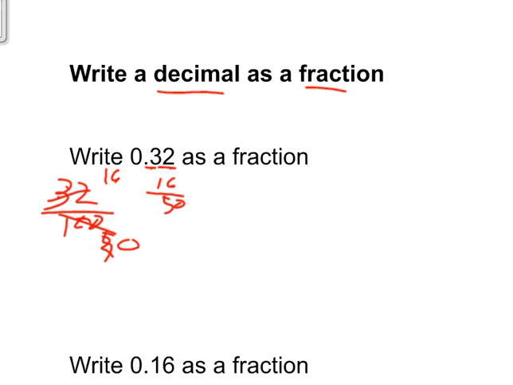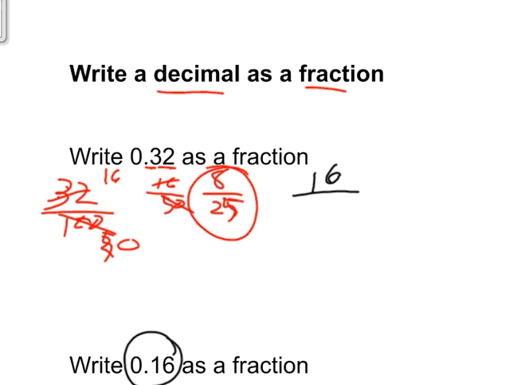I can still divide by 2, and 2 into the 16 will give me 8, and 2 into the 50 would give me 25. I don't see any common factors between 8 and 25. So 8 25ths is my fraction. Write 0.16 as a fraction. I write 16 over the tenths place, hundredths place.